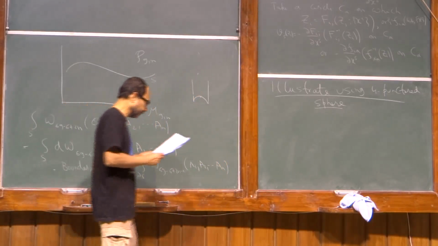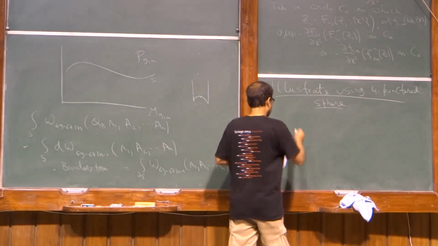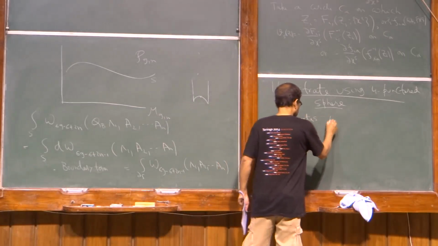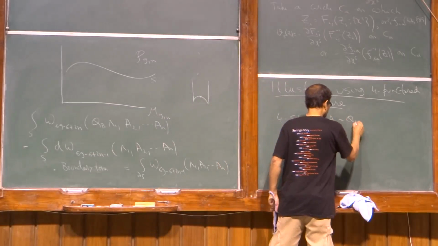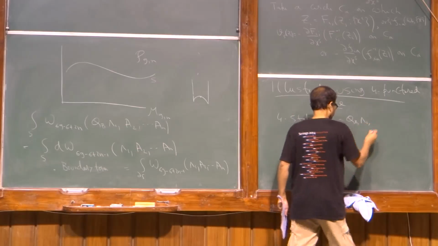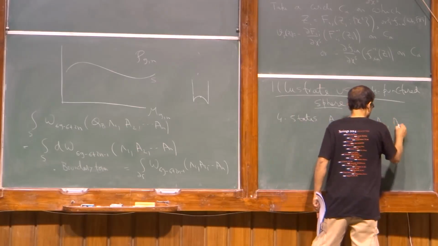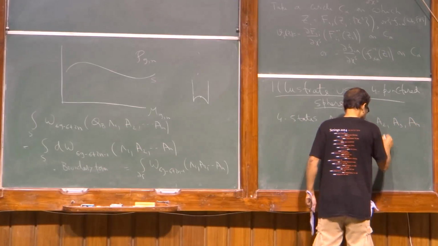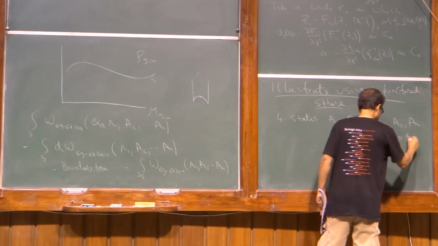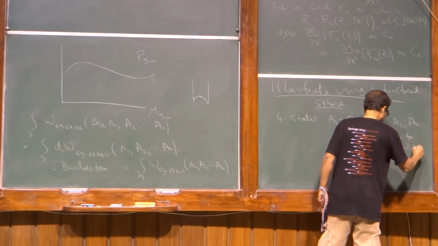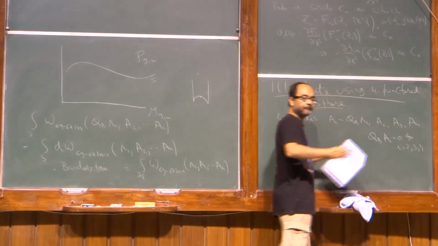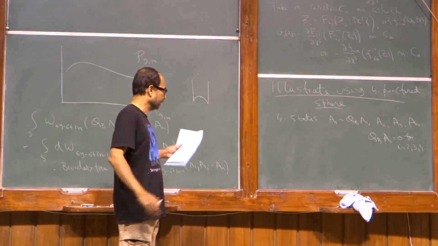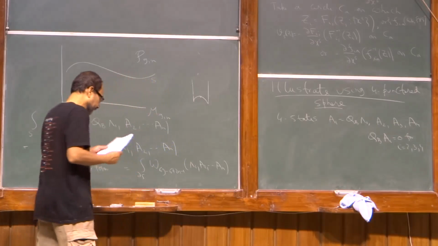In fact we will simplify it even further. Take 4 states: A1, which I will call QB lambda 1, and A2, A3, A4, such that QB Ai equals 0 for i equal to 2, 3, 4. I am just going to illustrate how this works. I am not trying to give a general proof, but this will give an idea of what this means.